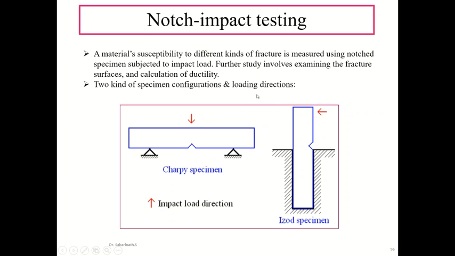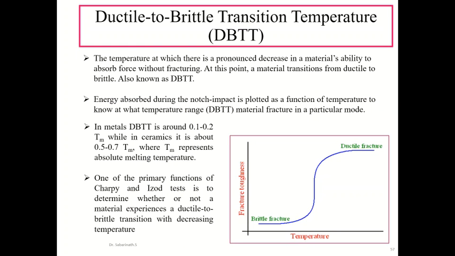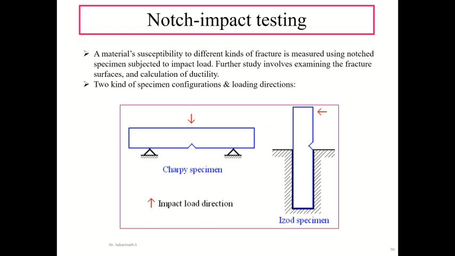So we can calculate the impact energy, and it can be studied if we keep the sample at different temperatures. We can find out whether the material has a ductile to brittle transition based on the fracture made by the material. So the aim of this Charpy and Izod test is to determine whether the material has experienced a ductile to a brittle transition.